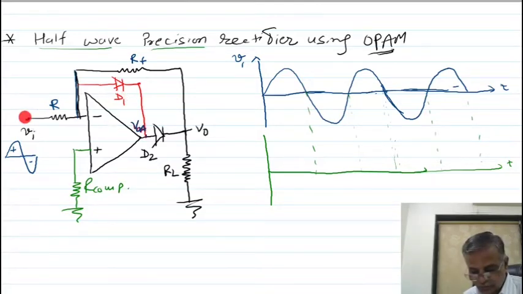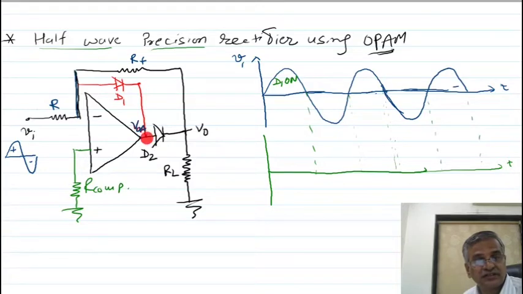You have given the input voltage Vi. Suppose Vi is positive, then what will happen? This Vi is positive, so diode D1 will conduct. D1 is on. So when Vi is positive, this diode will conduct, and you will get a negative voltage here, minus 0.6.